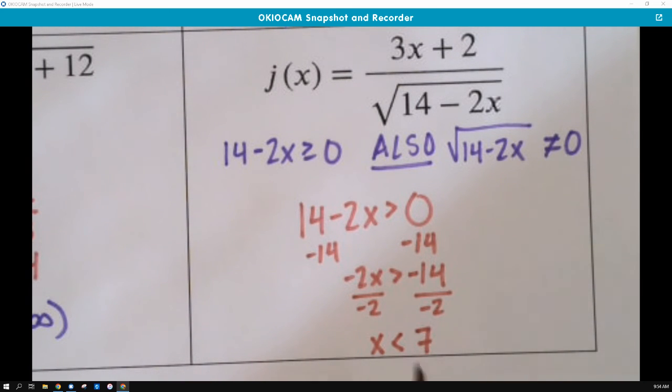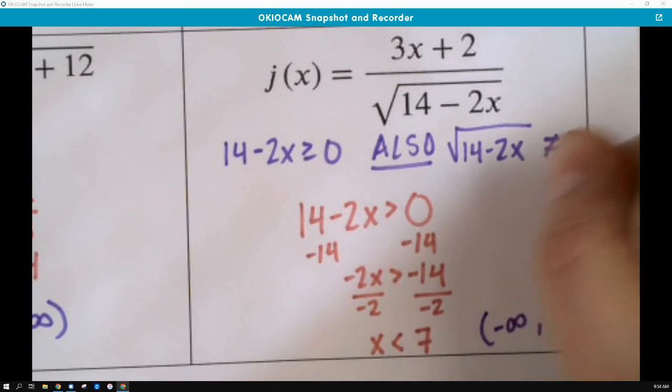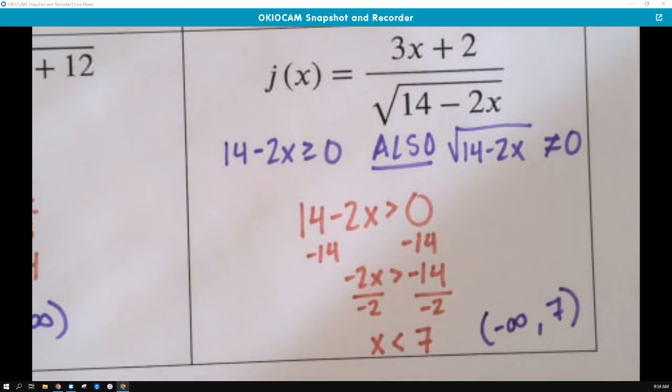So for this one, if we're doing less than 7, that would be from negative infinity up to 7. So our interval notation would be from negative infinity up to 7. But we cannot be equal to 7, so we use a parenthesis, not a bracket.